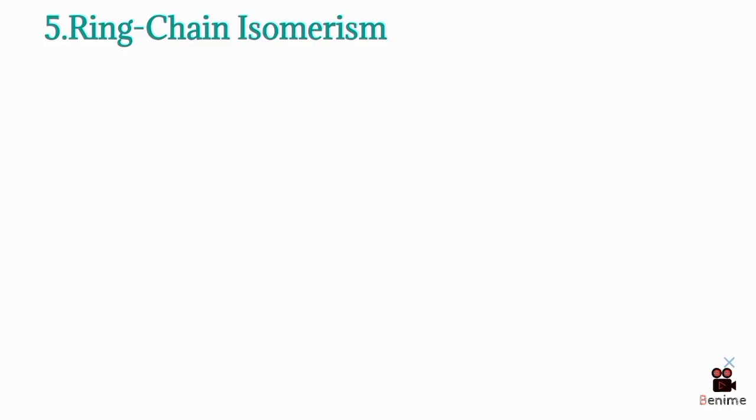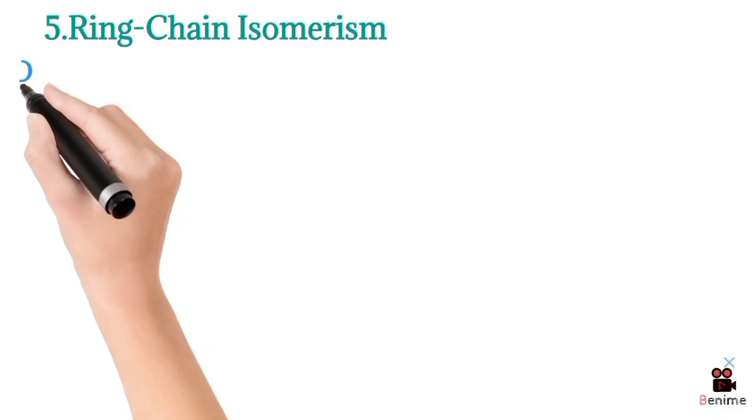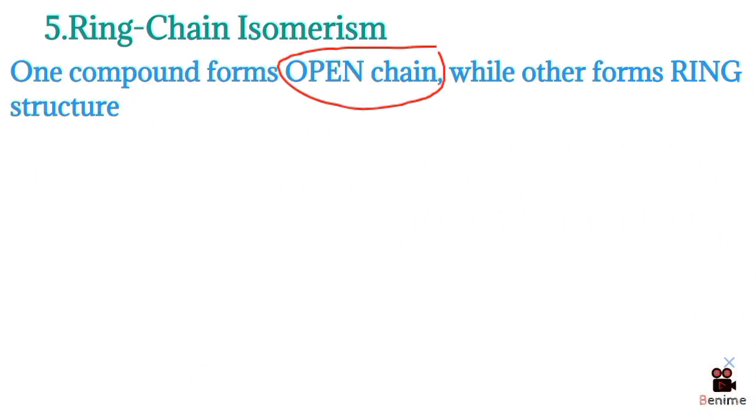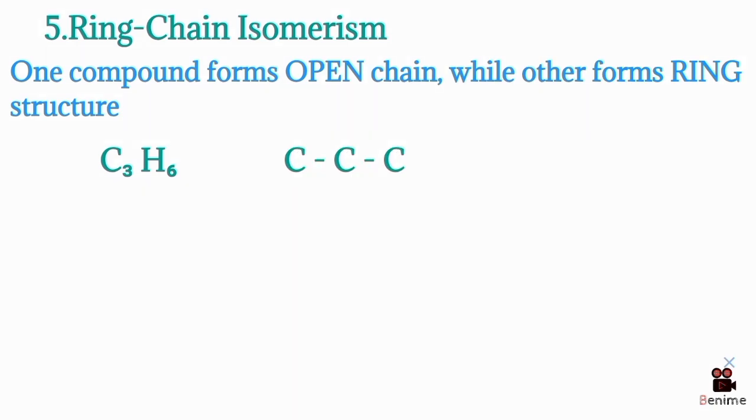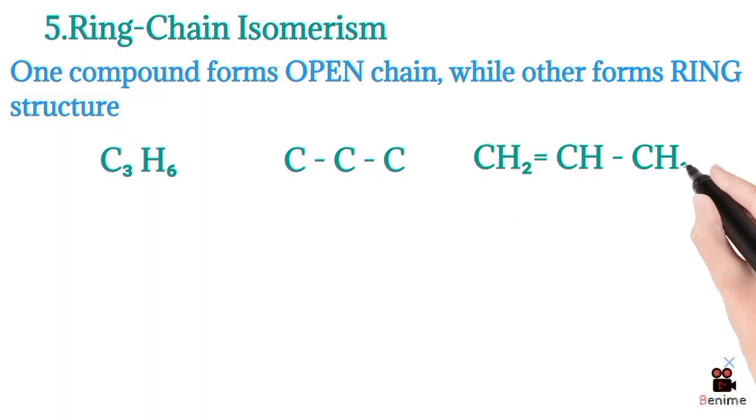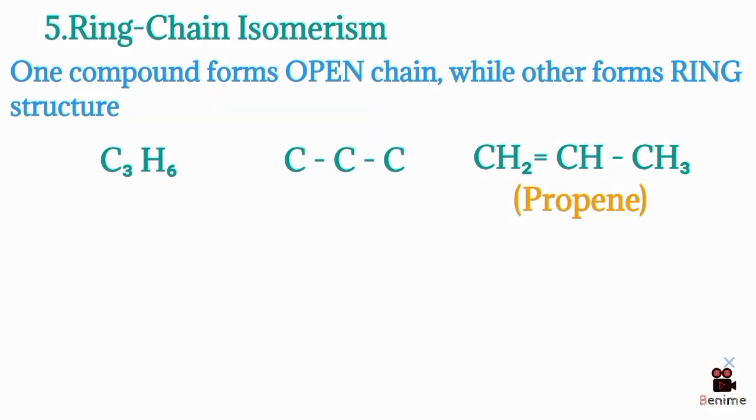Ring chain isomerism. Students, in this type, one compound forms an open chain structure while the other forms a cyclic ring structure. Take the molecular formula C3H6. First structure. Arrange 3 carbons in a chain, C-C-C. Now students, the formula has only 6 hydrogens. This means one double bond must be present. So place a double bond. The structure becomes CH2=CH-CH3. This compound is propene. It is an open chain alkene.